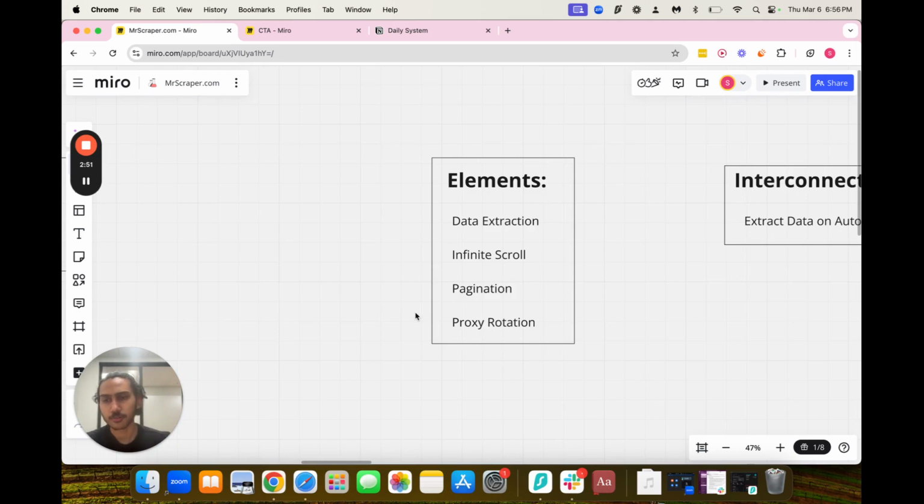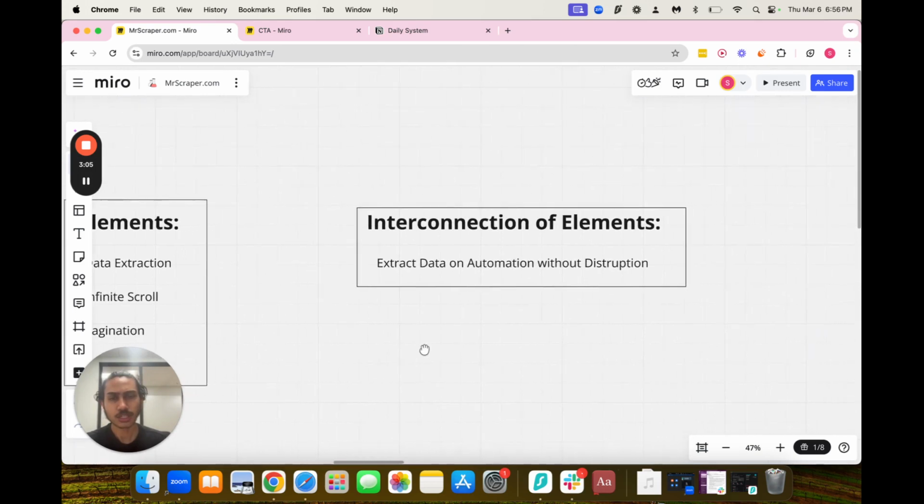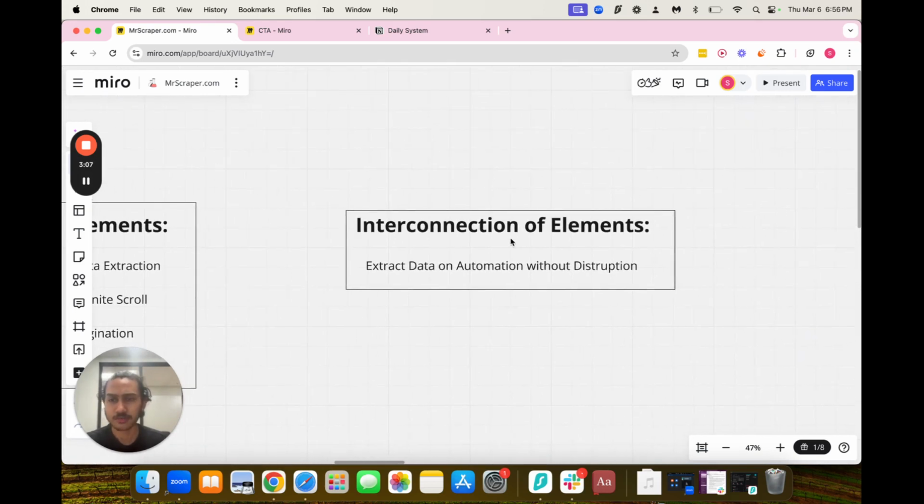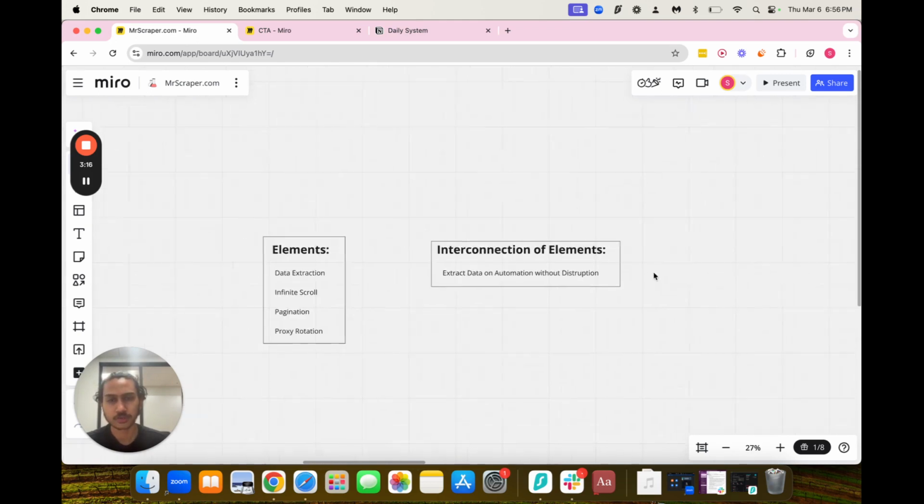So if there are multiple pages and you have to click onto the next page, it does it for you automatically and continues scraping. And then lastly, the final element is proxy rotation. Now here is the interconnection of all the elements, or the purpose of all the elements, and it is to extract data on automation without disruption.